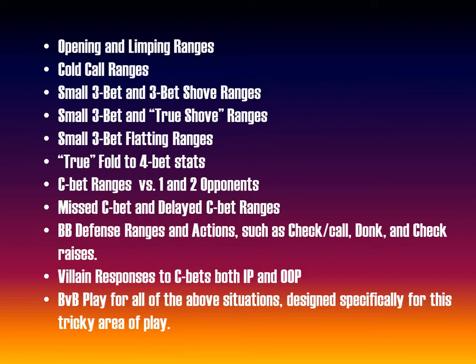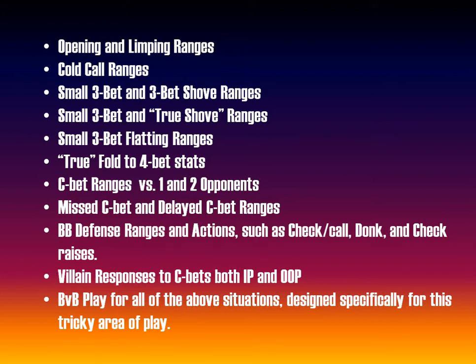C-bet ranges versus 1 and 2 opponents. By default, we have this against the blinds, and as most people know, a lot of guys will bluff a single opponent not nearly as often as they will 2 opponents, and we can see what those ranges are in both scenarios. Missed C-bet and delayed C-bet ranges are some of my favorite ones. As we know, since the C-bet is so incredibly common, it's a lot more interesting to figure out what is going on when they choose to check it back.